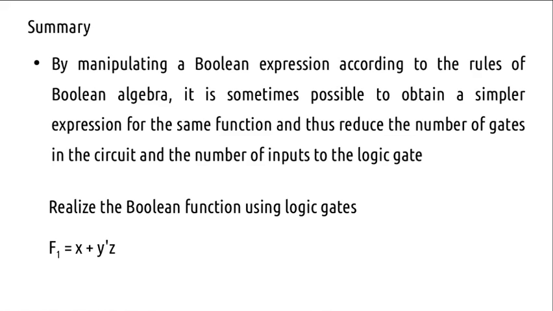Now I want you to realize this Boolean expression. F1 is equal to x plus y dash plus z. Shall I ask people to realize it using gates? So you will have x and y dash, y complement. Y is given to a NOT gate and ANDed with z, and that is fed to an OR gate.